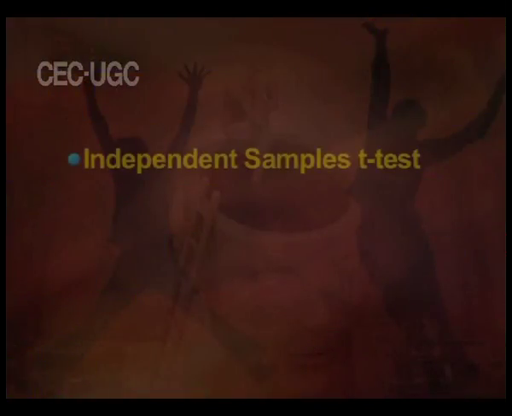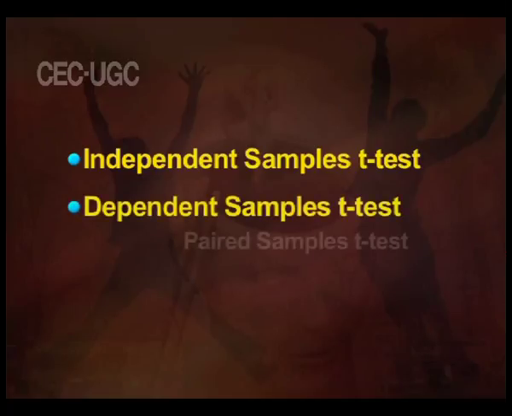There are different types of T-test, but in this discussion, we will focus only on independent samples T-test and secondly on dependent samples T-test, which is also known as paired samples T-test. Both the tests are used to find out significant differences between groups. But the independent samples T-test assumes that the two groups are not related to each other, while the dependent samples T-test or paired samples T-test assumes that the two groups are related to each other.